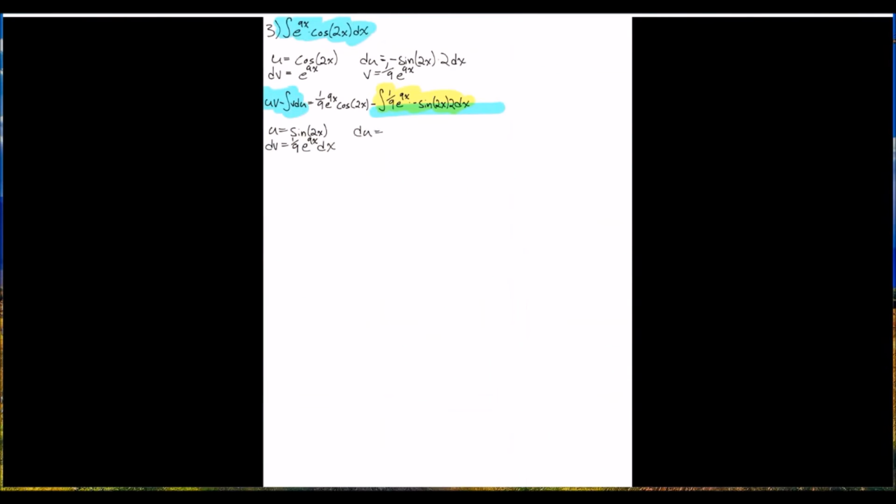So we have our u as sine of 2x here. So this is going to mean that we've got this 2 out here. Now we're going to have a cosine 2x dx. And now we've got this v term, and we're going to have 1 over 81 e to the 9x. Okay.